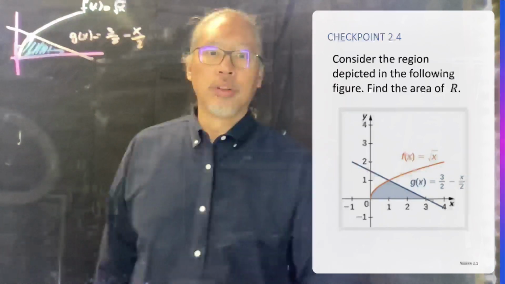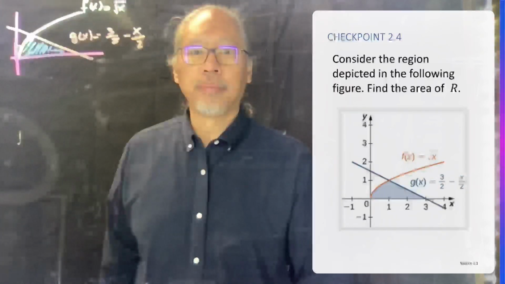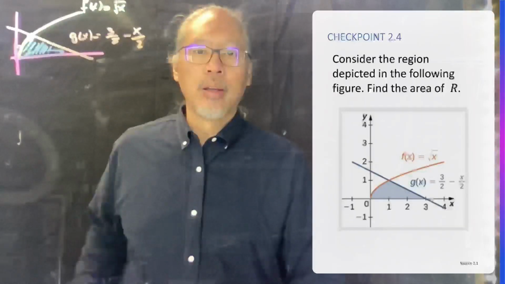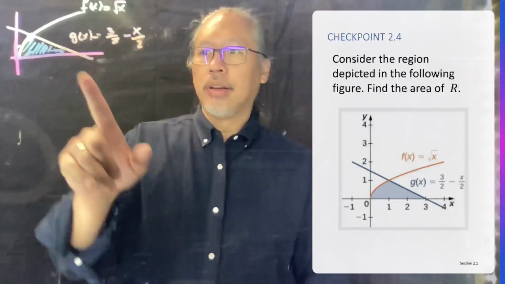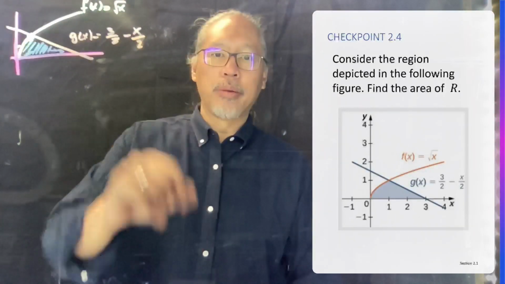Hello, this is checkpoint 2.4 from section 2.1. They want us to find the area of this region bounded by these things.